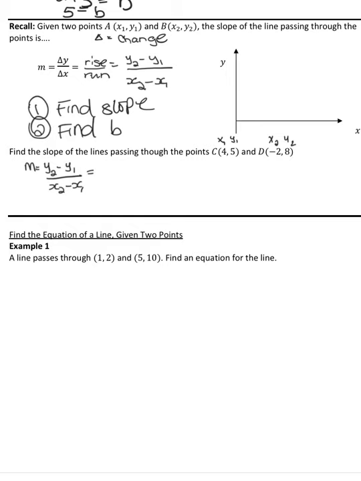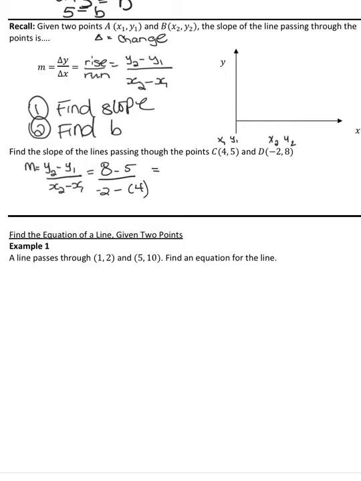So my y2 here is going to be 8. That's what it says, so I'm going to write that first. Minus. My y1 here is 5. Divided by. My x2 is negative 2. And my x1 is 4. Okay. You don't have to put the bracket there. I'm not even really sure why I did.